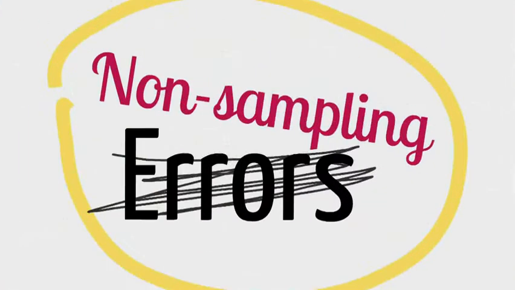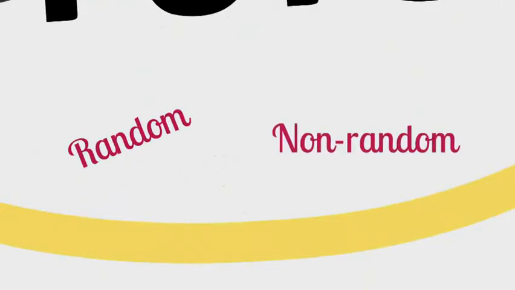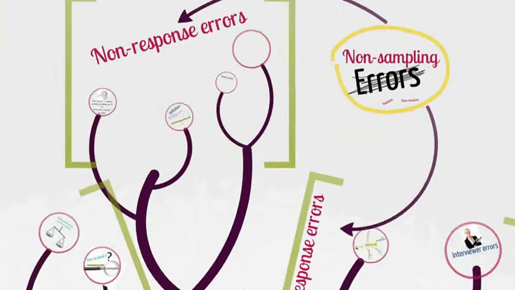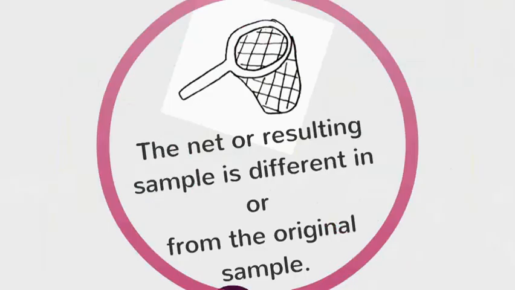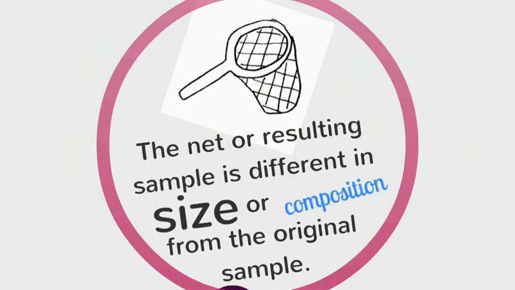Non-sampling errors can be attributed to sources other than sampling and may be random or non-random. They result from a variety of reasons, including errors in problem definition, approach, scales, questionnaire design, interviewing methods, and data preparation and analysis. Non-sampling errors consist of non-response errors and response errors. As you can see from the slide, non-response will cause the net or resulting sample to be different in size or composition from the original sample.